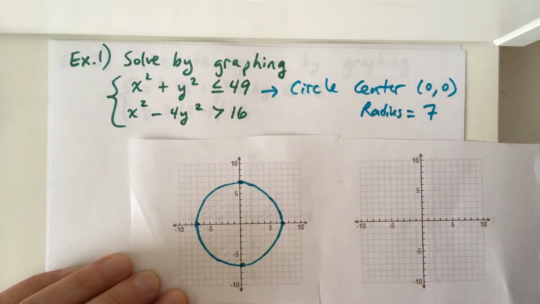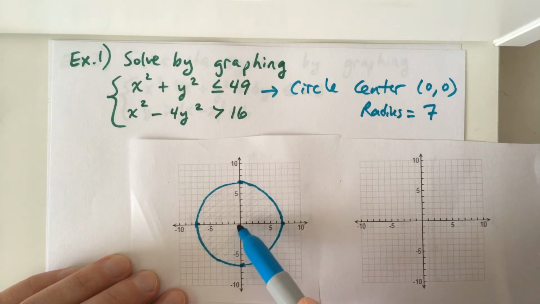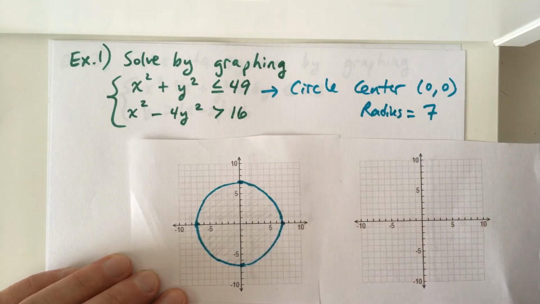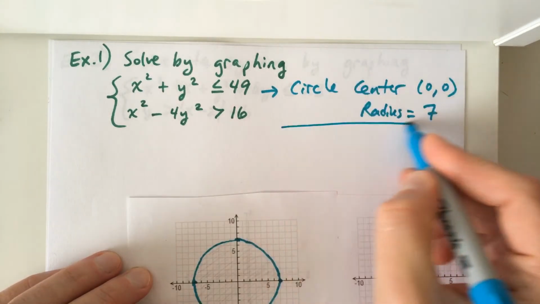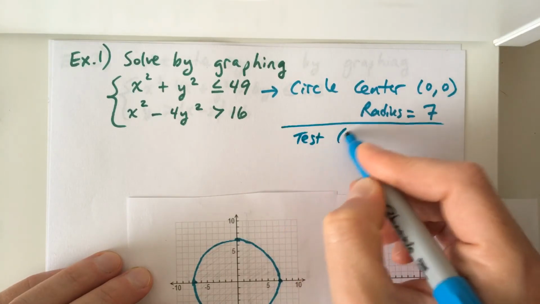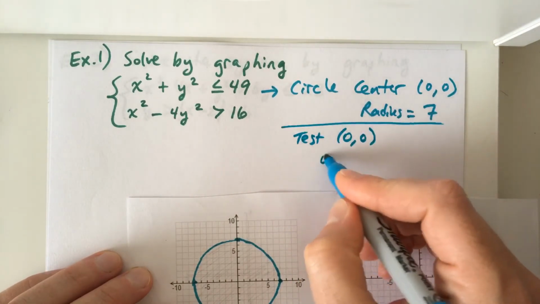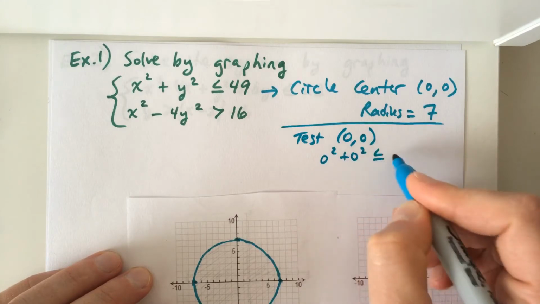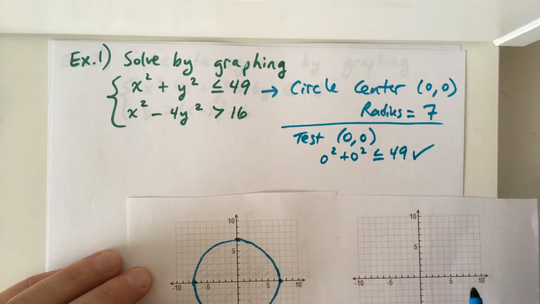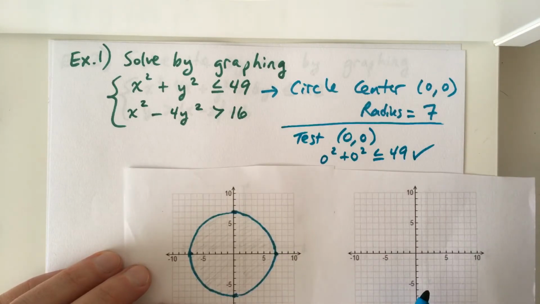We can also make sure that this is the correct region by testing a point in the region. 0, 0 is a really simple point in the region. So let's test 0, 0. If we plug that in, 0 squared plus 0 squared, is that less than or equal to 49? Yes, it checks out, so that means the inside of the circle is the solution region.